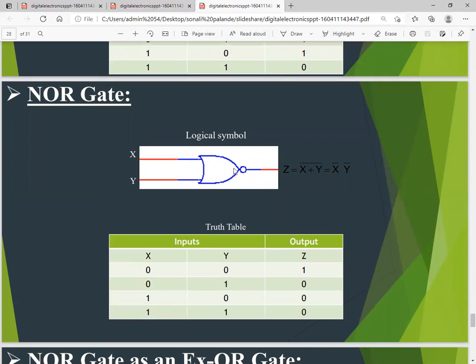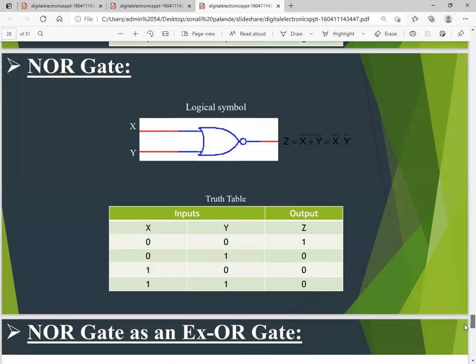So this is nothing but the logical symbol of the NOR gate. X and y are the inputs and z is the output. So if x equals 0 and y equals 0, then we get z equals 1. If x equals 0, y equals 1, then z equals 0. If x equals 1 and y equals 0, then z equals 0. And if x and y both equal 1, then z equals 0. That is, this is the truth table of the NOR gate.